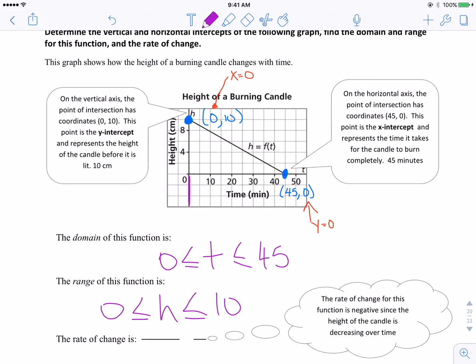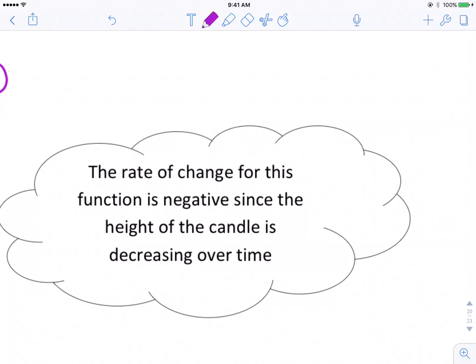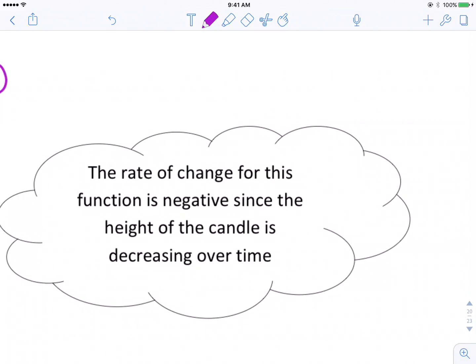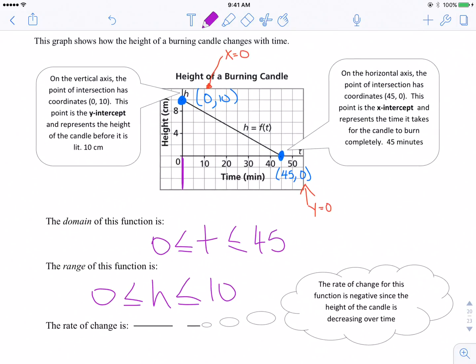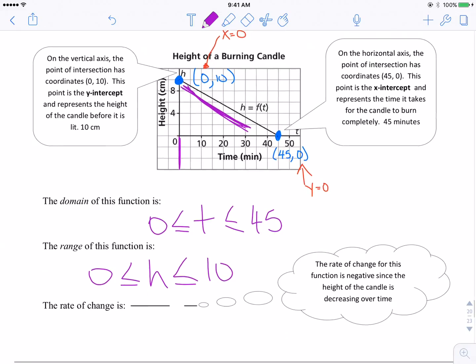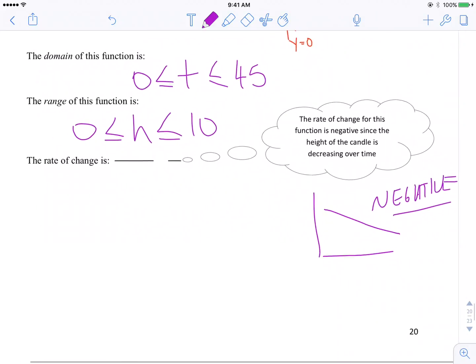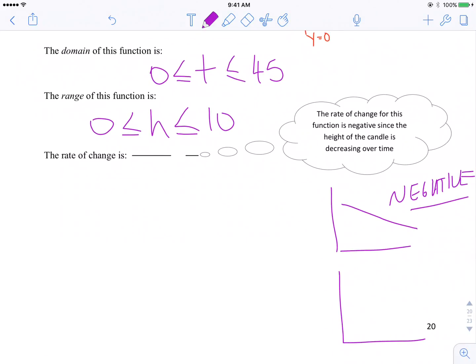So we've looked at domain and range. We've briefly touched on x and y intercepts. Now let's talk about rate of change. How fast does this thing change? The rate of change for this function is negative since the height of the candle is decreasing over time. So graphs that decrease over time, go down over time, are negative. A negative rate of change goes down from left to right. A graph that goes up from left to right is going to be positive.